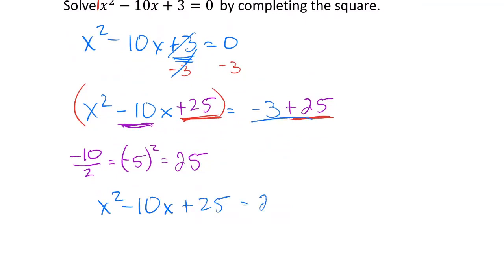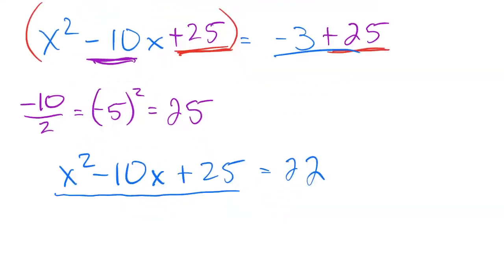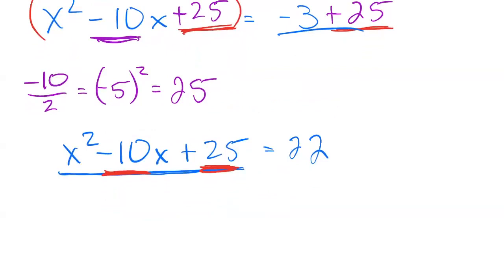Okay, so now I have x squared minus 10x plus 25 is equal to negative 3 plus 25 is 22. Now we look at this and we say, well, does this factor? And it should. We want it to factor to a perfect square. So remember, we're looking for two numbers that multiply to 25, add together to give negative 10. Hopefully you can do that by inspection at this point. We know that our numbers are going to be negative 5 and negative 5. Negative 5 plus negative 5 is negative 10. Negative 5 times negative 5 is 25.